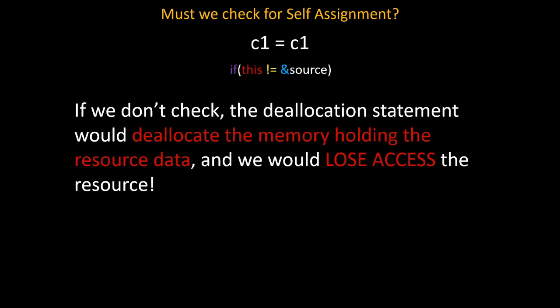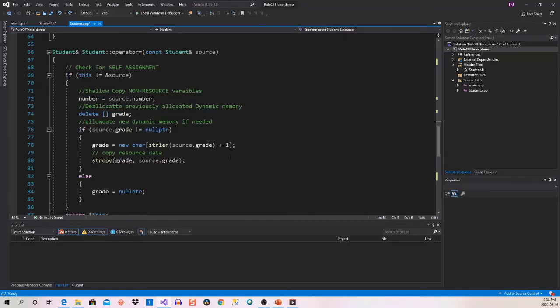Let's go back over to Visual Studio and look at the rest of this code, and look at all the steps inside the assignment operator. First thing I want to do, as I mentioned previously, is check for self-assignment. That's this line of code right here. This is where I said, does Tom equal Tom? If Tom does not equal Tom, great. Then do a shallow copy of the non-resource variables.